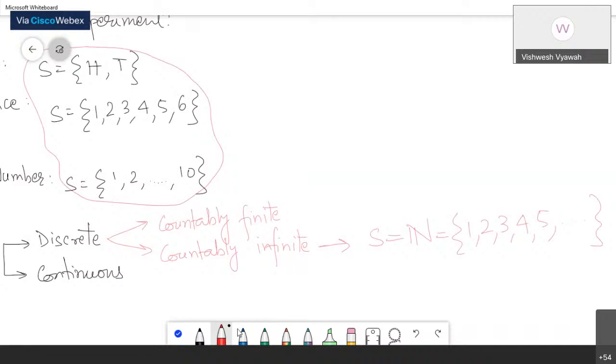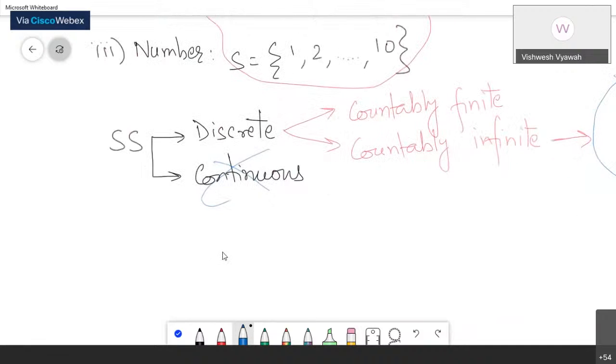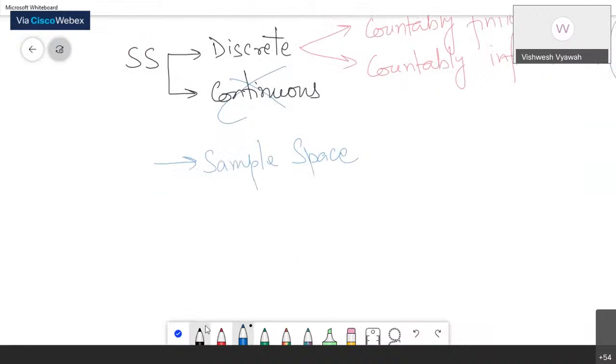Again, this particular case is pathological to us, because we don't deal with infinite data. We deal with large data. We don't deal with infinite data, so this continuous is of no use to us. We are also not going to use this, but I just gave you an example of how you have countably finite and countably infinite. So what is the thing that we have defined? Sample space. We will move ahead and define another thing.